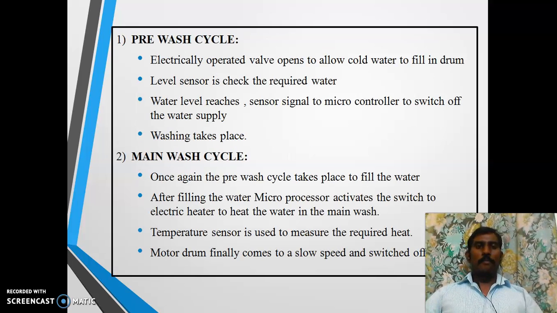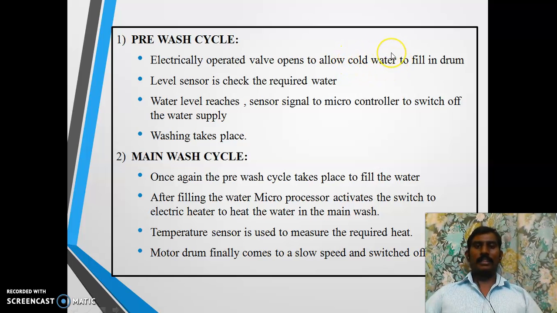First one, the pre-wash cycle. In the pre-wash cycle, the electrically operated valve opens and allows cold water to fill the drum. Nowadays they also use hot water for different purposes. Even a single washing machine can have 10 to 15 modes.